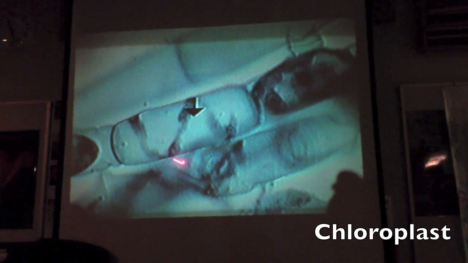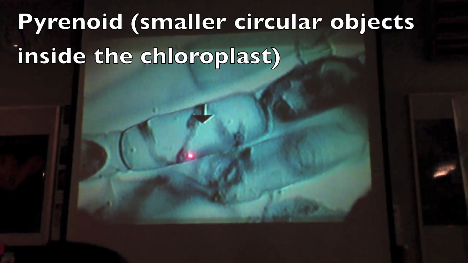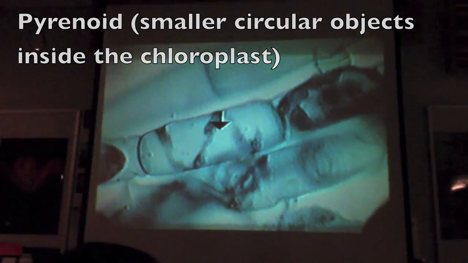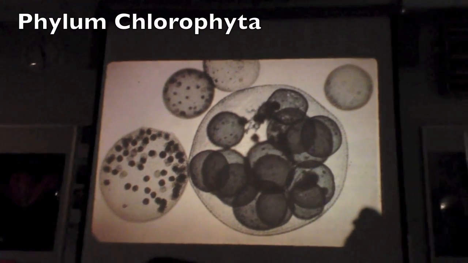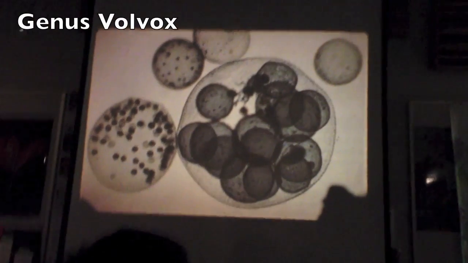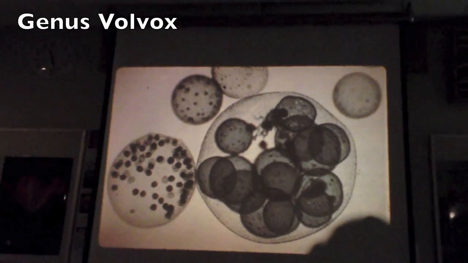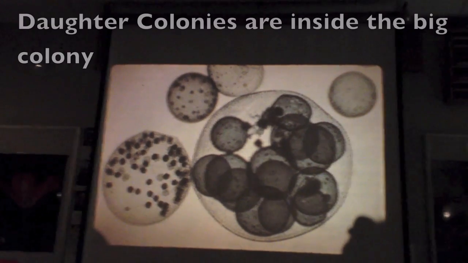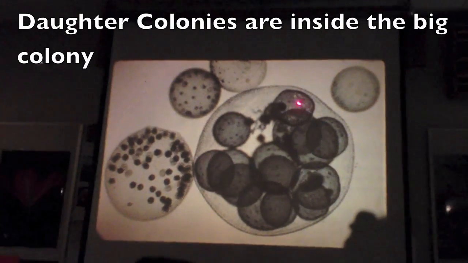Chloroplast. Chloroplast and the little pyrenoid. What genus? Obviously, if you looked at this, you can remember. This is Volvox. It's got daughter colonies inside the big colony.